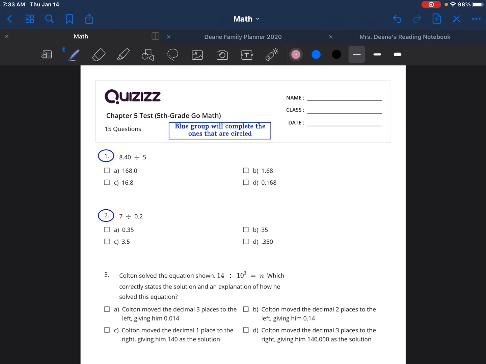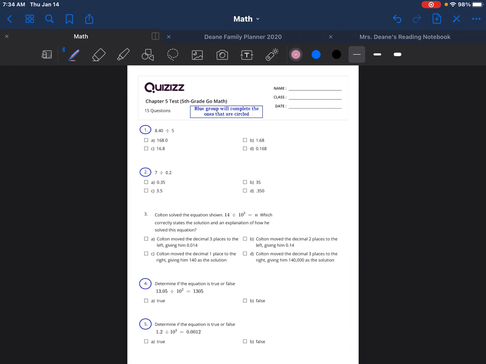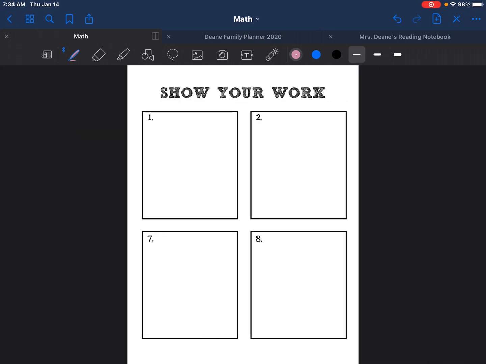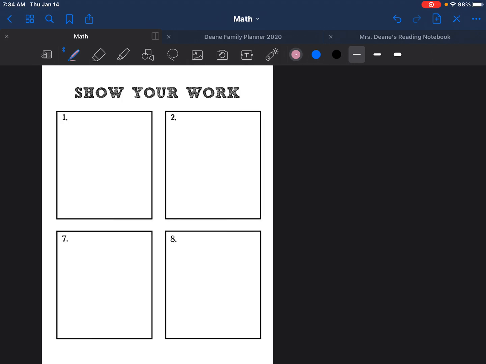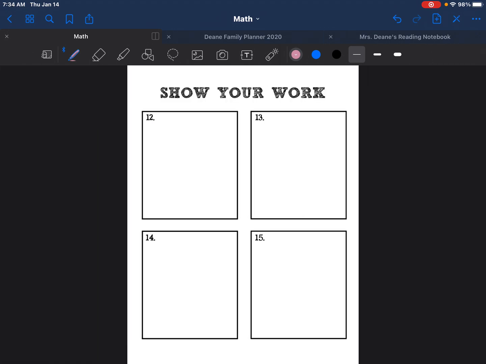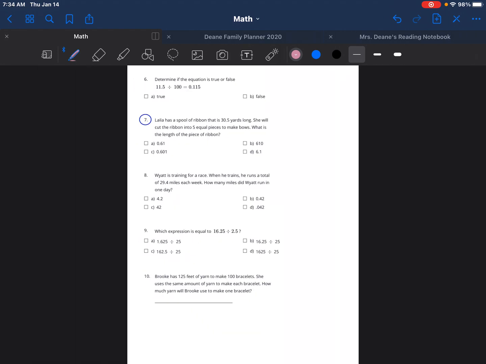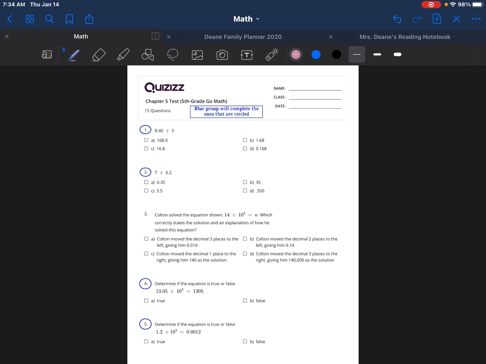So the test is exactly like the review test that we did. Just had to change up the numbers. A couple things that I want to point out to you. One, there are 8 questions again that you have to show work for. So you do have 2 pages of work boxes, and they are numbered. The number goes with the number of the problem that belongs in there. So problems 1 and 2 you'll do here, problems 7 and 8, as well as 12, 13, 14, and 15. You have to turn in those 2 pages in order to get your credit for showing your work.